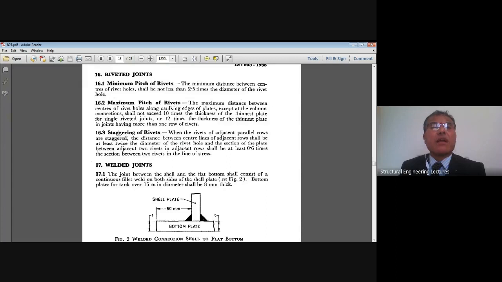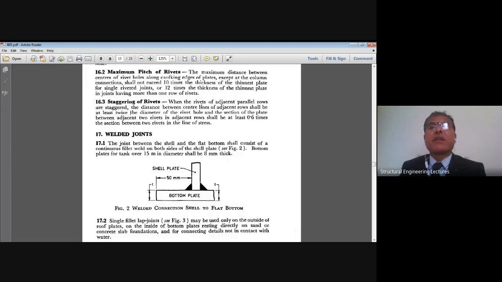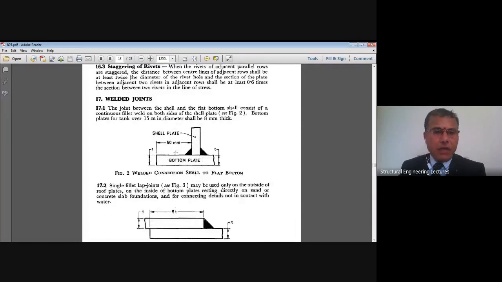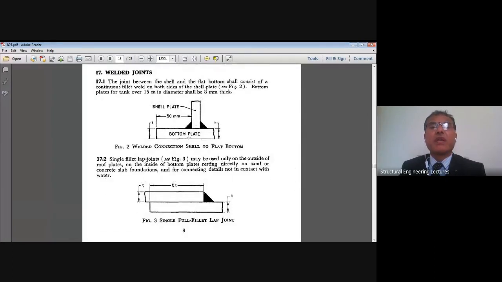Then next, the code says that staggering of rivets can also be done, in such a fashion that the distance between the centers of adjacent rows shall be at least twice the diameter of the rivet holes. Keeping this in view, we need to stagger. If welded connections are to be used, then the schemes are shown here. Welded connection, shell to flat bottom: that is how the fillet weld is shown on either side.